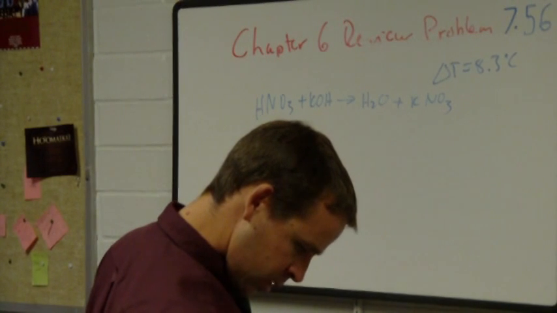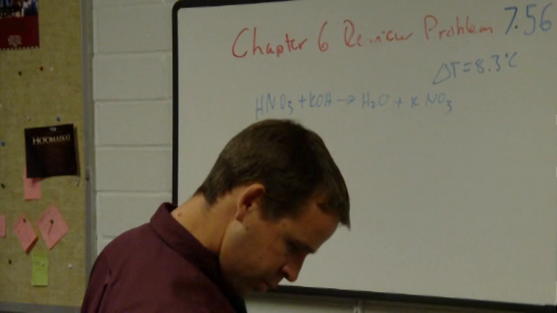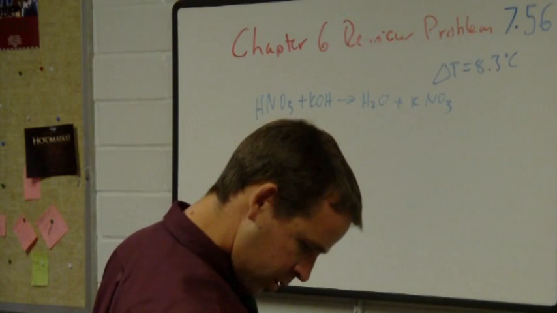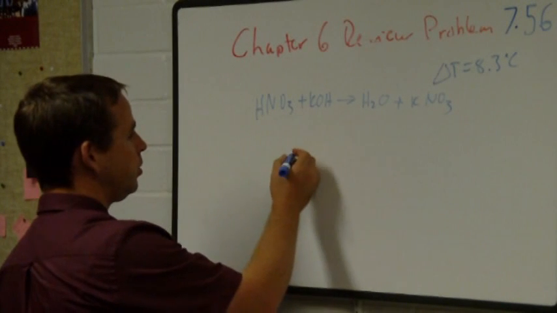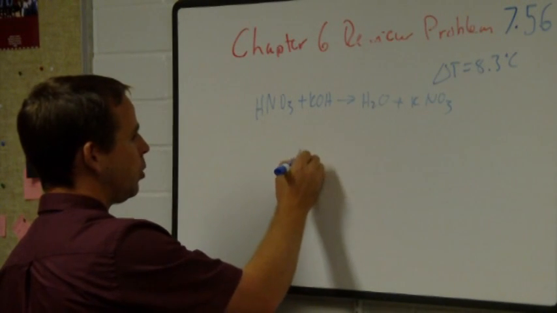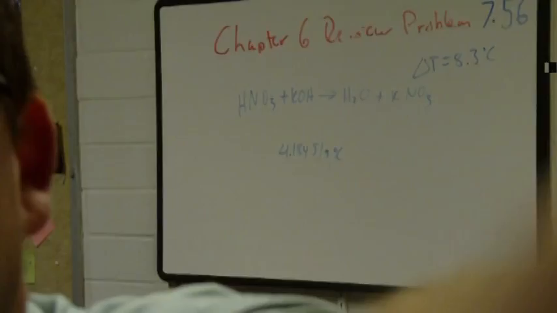Write a balanced equation for the reaction. Calculate the heat of reaction in joules. So we wrote the balanced equation. Now we want to determine the heat of reaction in joules. So we want to find the heat of reaction. Well, 4.184 joules per gram degrees.